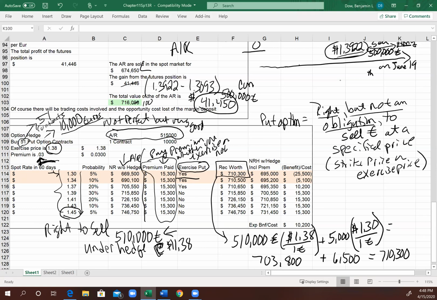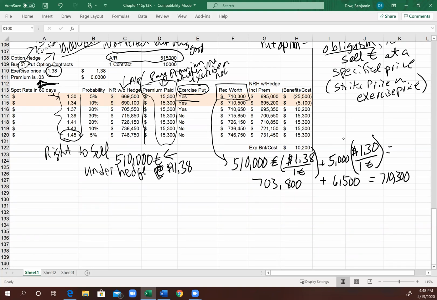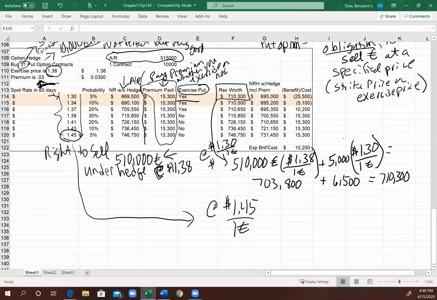What happens at $1.45? Well, remember, the put option was the right but not obligation. So at $1.45 per euro, okay, we're not going to exercise. We don't have to. We choose not to because it's better to sell them at $1.45 than to sell them at $1.38. So at $1.45, we end up selling 515,000 euros at $1.45.